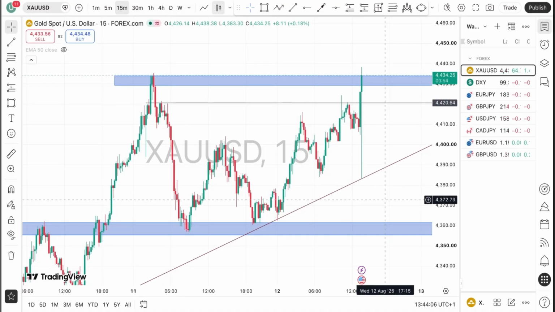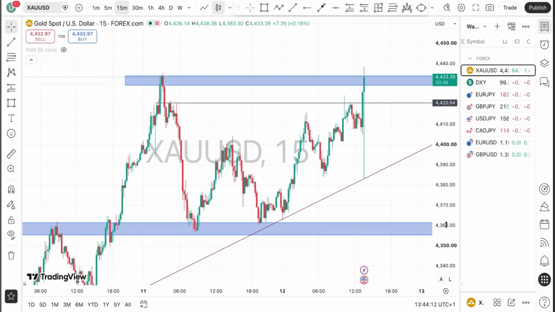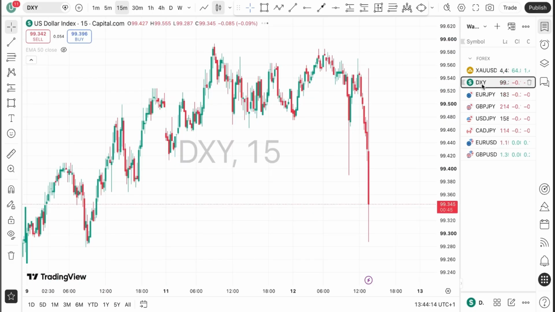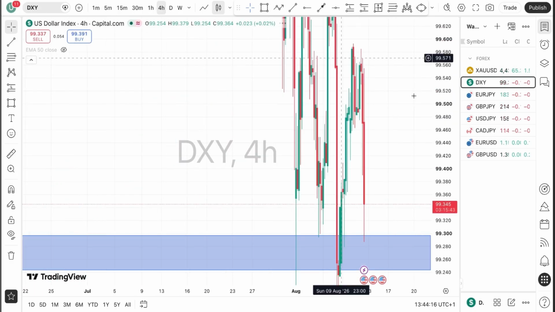So guys, as you can see on your screen right now, the CPI is out. The CPI is out already. As you can see, the CPI is out. And let's check the DXY. You see, it was against the US dollar.